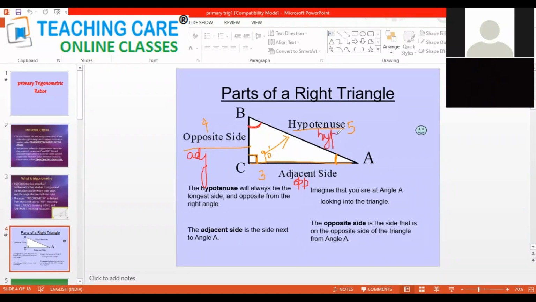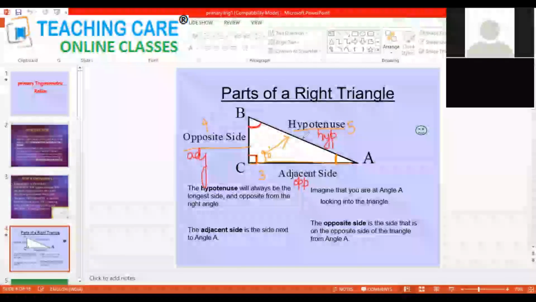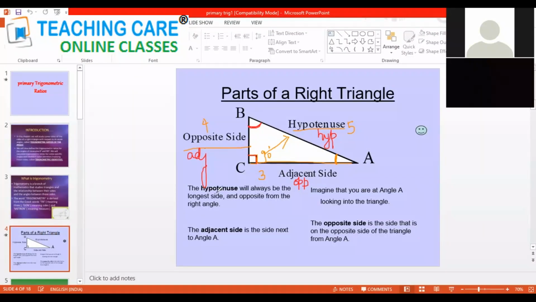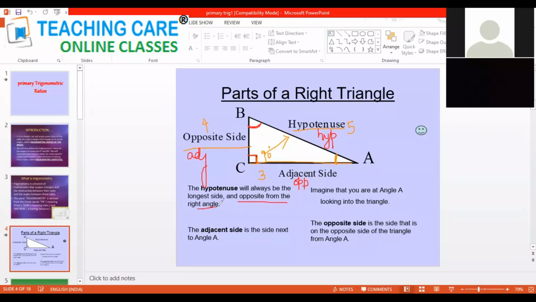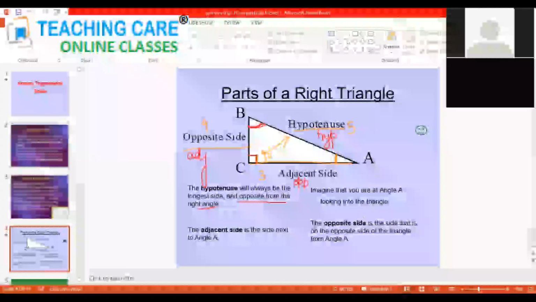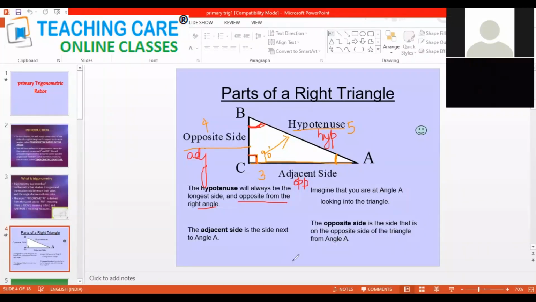The hypotenuse will not change because my 90 degree angle is this one only. Opposite to the right angle, you call it the hypotenuse. So that's what they have written here: the hypotenuse will be the longest side and it will be opposite the right angle. The adjacent side is next to angle A; if you take angle B, then it will be next to that one. And the opposite side is the side opposite the angle. So this is the basic explanation of the parts of a right triangle.